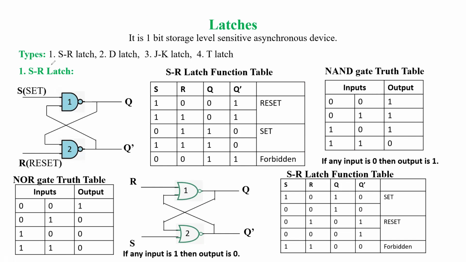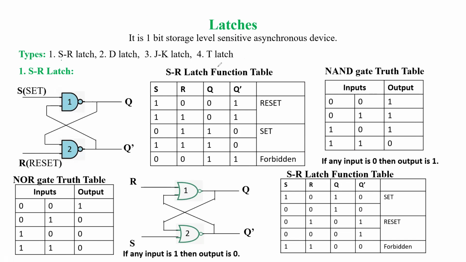This also works like set and reset. But what is the advantage? In the SR latch, we have a forbidden condition. That forbidden condition is overcome in the JK latch. And the T latch is the toggle latch. Here the outputs Q and Q bar toggle with respect to each other. What will happen when T equals 0, and when T equals 1, how it toggles, we are going to discuss later.